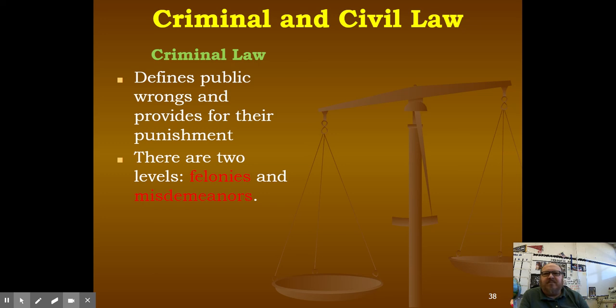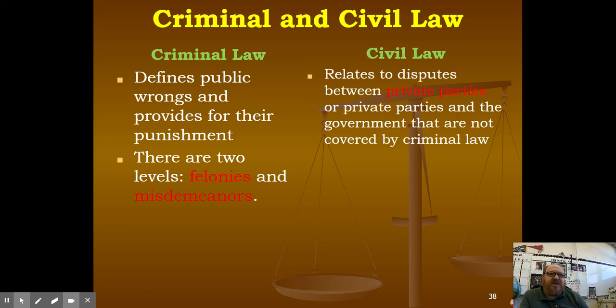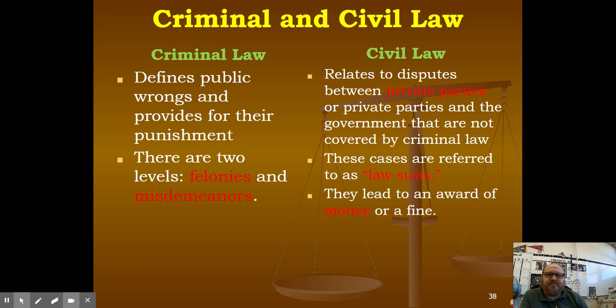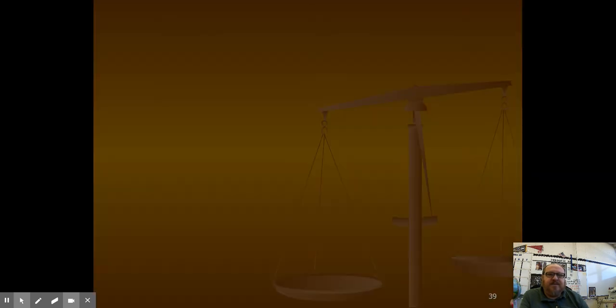Criminal law defines public wrongs and provides for their punishment. There are two levels: felonies and misdemeanors. Civil law relates to disputes between private parties, or private parties and the government, that are not covered by criminal law. These cases are referred to as lawsuits or litigations. They usually lead to an award of money, or a fine.